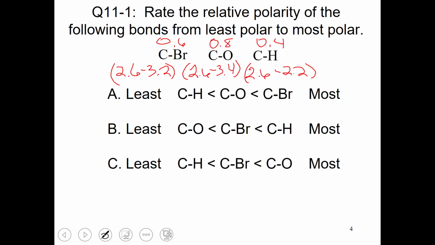Now, sometimes students get a little confused about this because they think, well, shouldn't the 0.6 and the 0.8 be negative and the 0.4 be positive? No. We are looking at the absolute values of these numbers. So, 0.4 is the lowest. That puts carbon and hydrogen at the least polar, so certainly not answer B. The next polar is carbon and bromine, followed by carbon and oxygen. So I do believe this should be answer C.